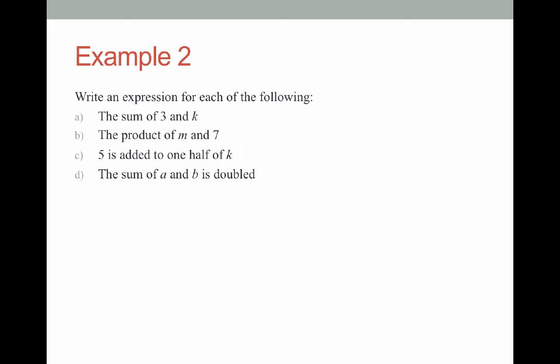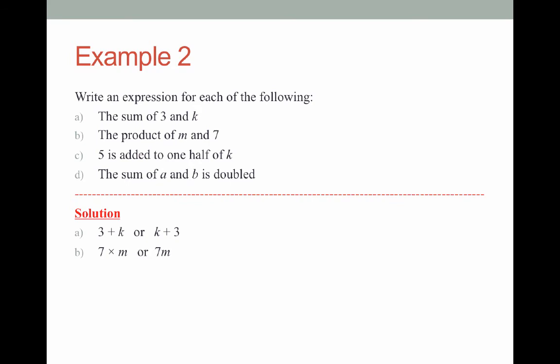Okay, if you paused the video and had a go for yourself, here's what we should have come up with. When I want to write the sum of 3 and k, sum means plus. This means that I could have written 3 plus k, or I could have written k plus 3. They both mean the same thing because it doesn't matter what order you add things in. For B, it says the product of m and 7. Now the word product means times, so I could have had 7 times m, or I could have used the shortened version in algebra of just 7m. This is preferable, and you're going to be expected to write 7m.